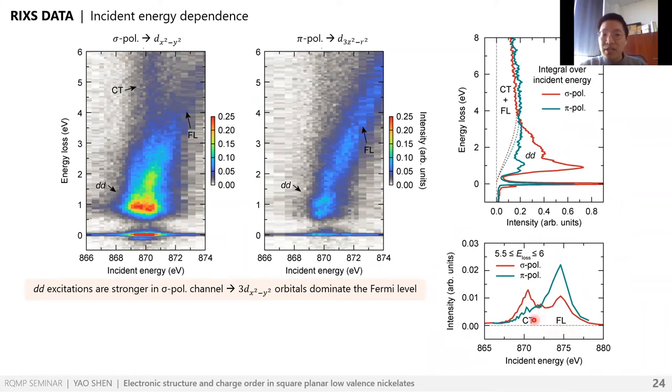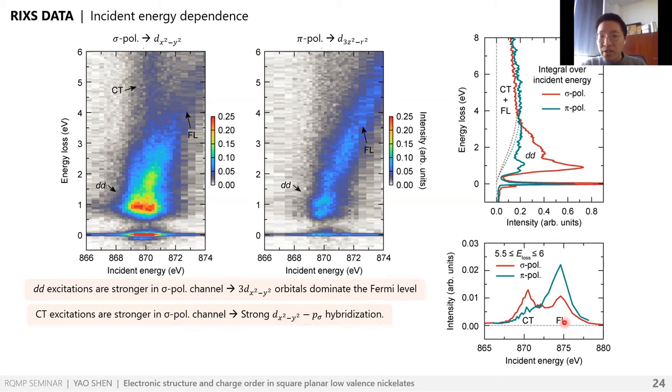As you can see, the charge transfer excitations are much stronger in the sigma polarization, indicating the hybridization between nickel and oxygen. This means the hybridization between dx squared minus y squared and oxygen p orbitals is much stronger.